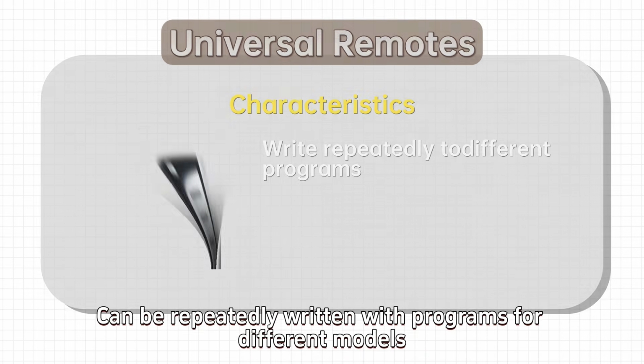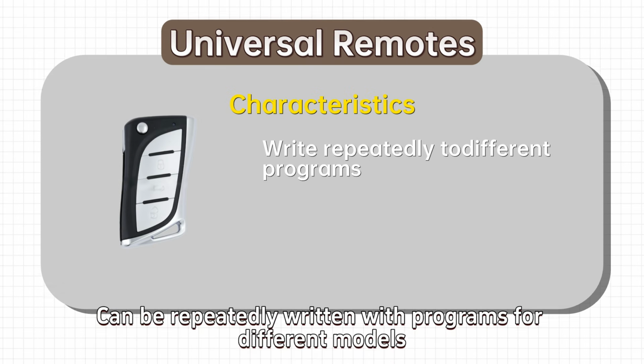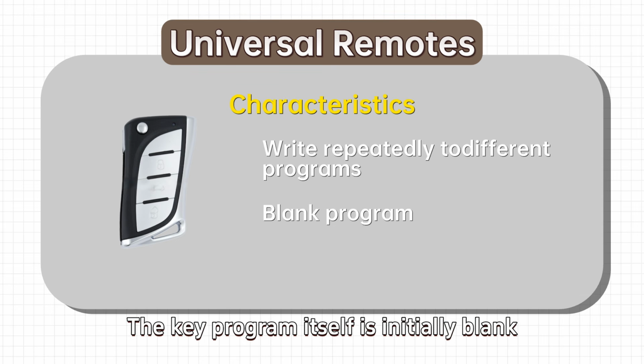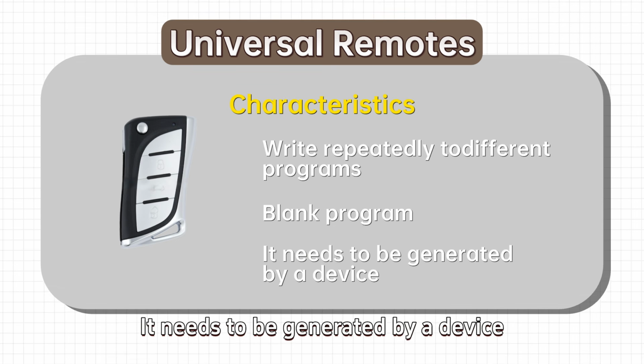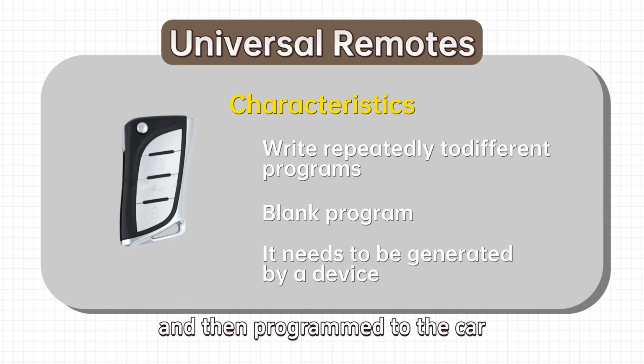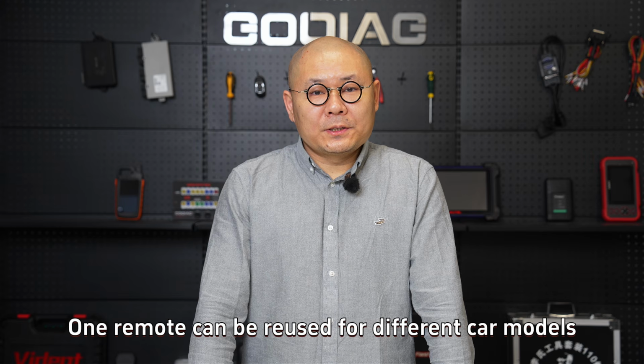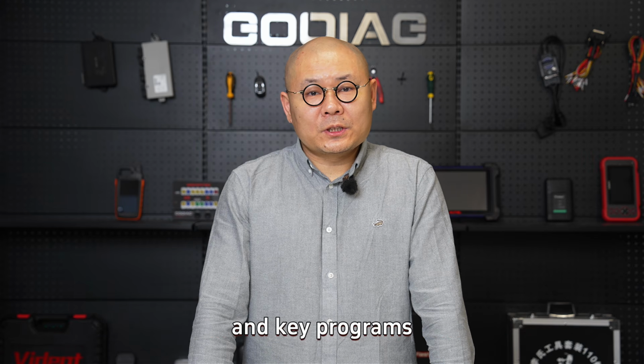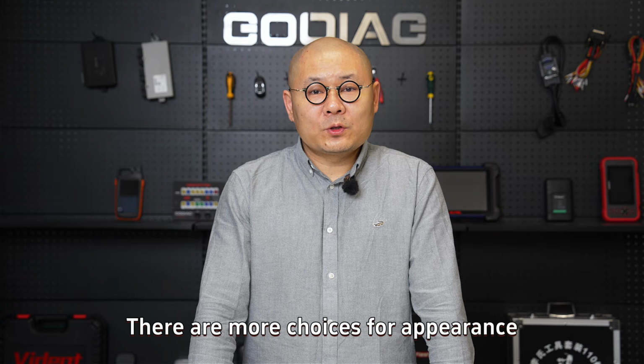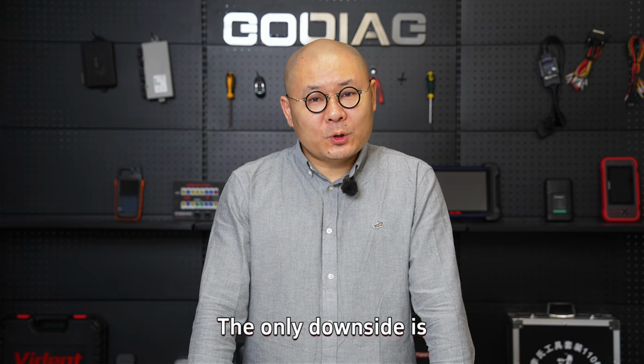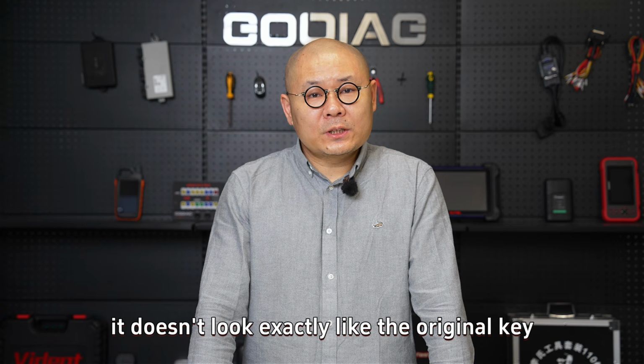Universal remotes can be repeatedly written with programs for different models. The key program itself is initially blank. It needs to be generated by a device and then programmed to the car. One remote can be reused for different car models, and there are more choices for appearance. The only downside is, it doesn't look exactly like the original key.